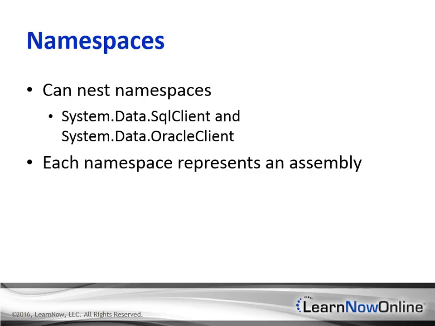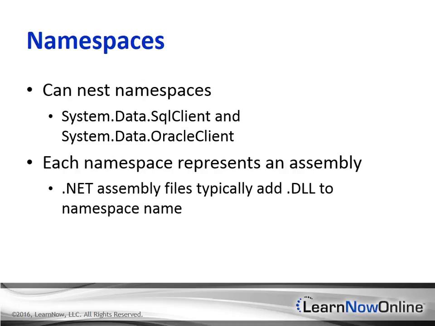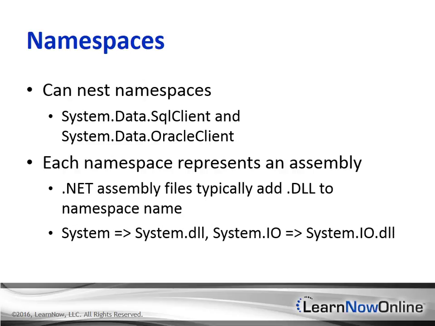Each namespace in the .NET Framework represents an assembly, or executable code. The assembly files for the .NET Framework class libraries typically consist of the namespace name and a DLL extension. For example, the classes in the System namespace are mostly in the System.dll file, while the classes in the System.IO namespace are in the file System.IO.dll. So that makes it pretty easy to find what classes in what namespaces are located in what DLL files.